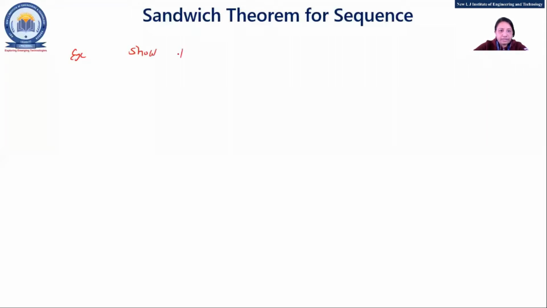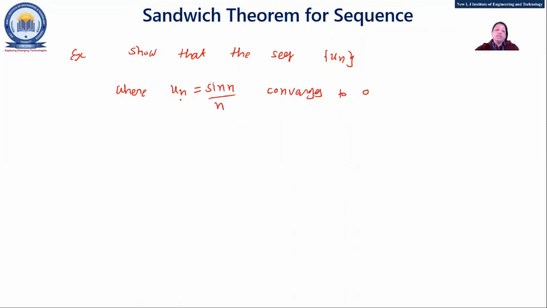Now the example for that is: show that the sequence Un, where Un equals sin n upon n, converges to 0. Fine. So this is the sequence Un. Now Un equals sin n upon n, and you need to prove that it converges to 0. So how can we prove that using the sandwich theorem?